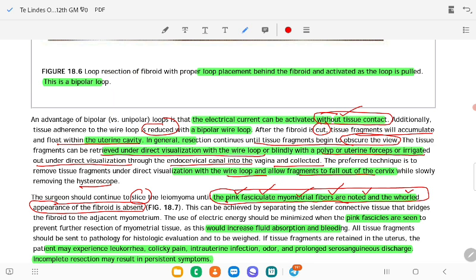This can be achieved by separating the slender connective tissue that bridges the fibroid to the adjacent myometrium. The use of electric energy should be minimized. The pink fascicle is seen to prevent further resection of myometrial tissue, as that would increase fluid absorption and bleeding. All tissue fragments should be sent to pathology for histological evaluation. If a tissue fragment is retained in the uterus, the patient may experience leukorrhea, colicky pain, intrauterine infection, or prolonged serosanguinous discharge. Incomplete resection may result in persistence of symptoms.